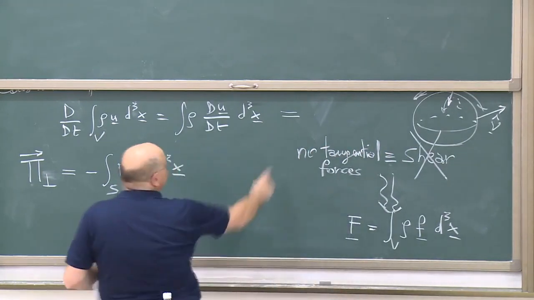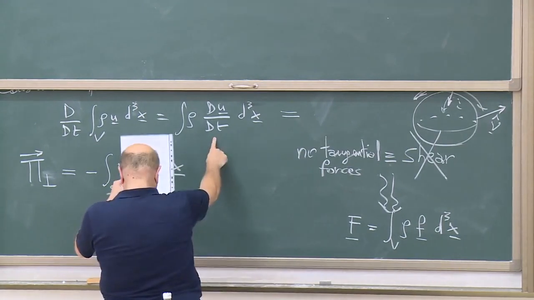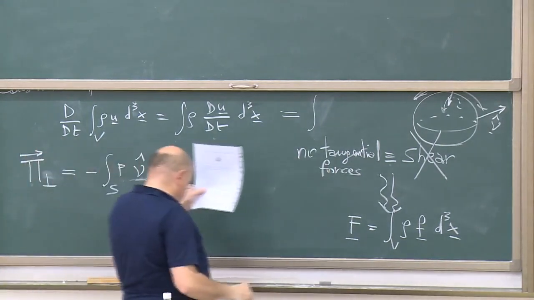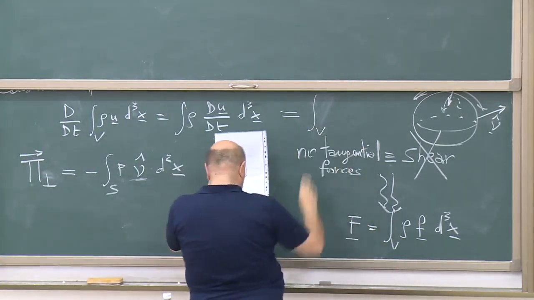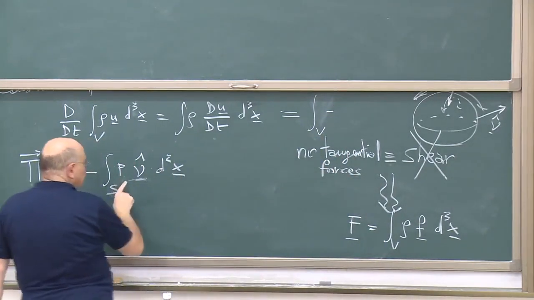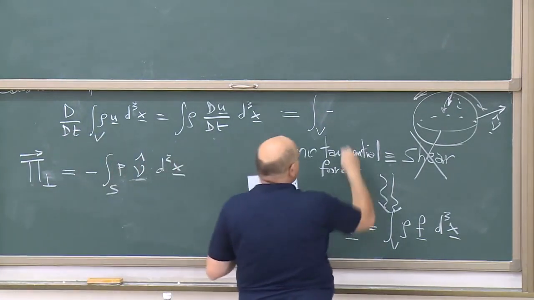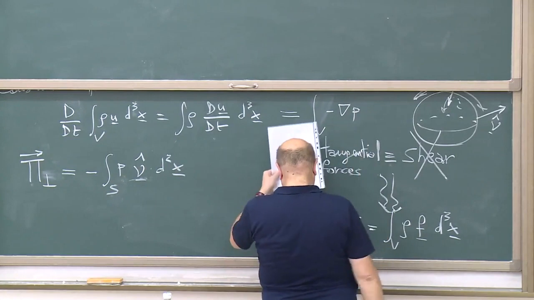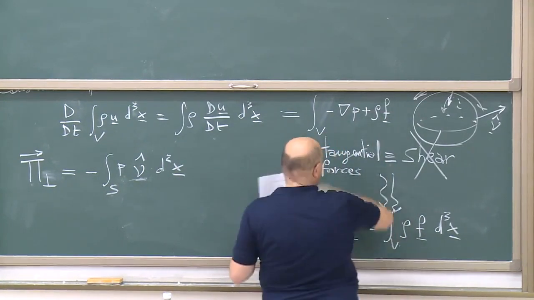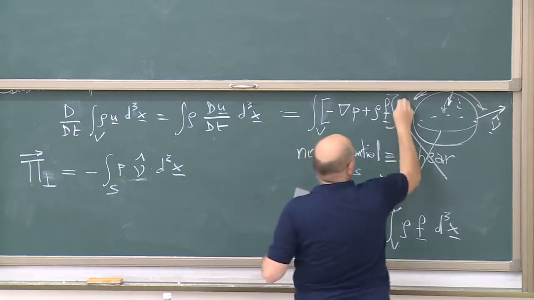So, okay, I have to put something here. And what I will do is the following. I have this, and I can convert the surface to the volume as usual. In going from the surface to the volume, there is again a divergence theorem to apply. So I will write this as grad p plus rho f, this little f associated with a force that has a potential, and this is d3x.